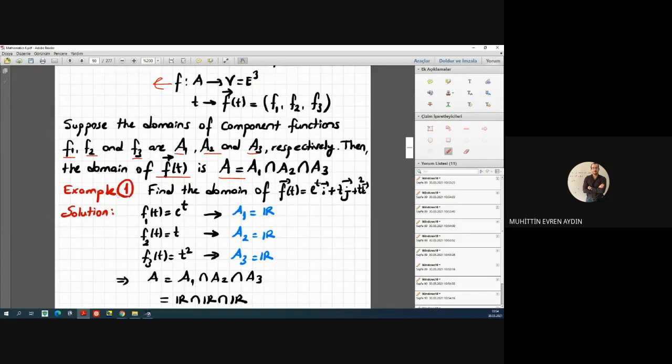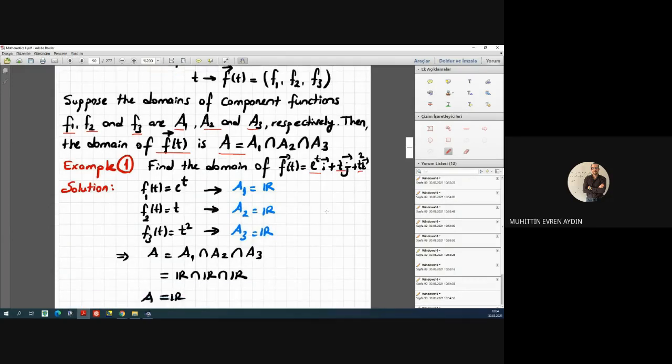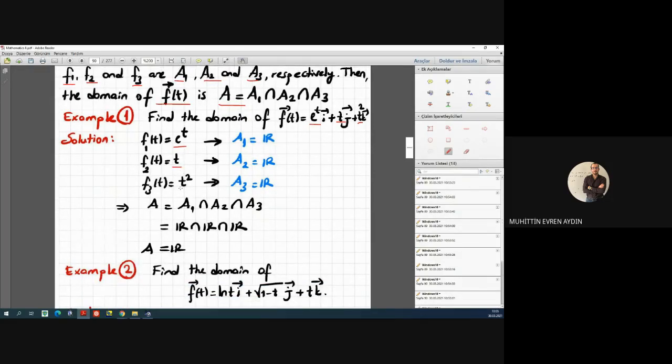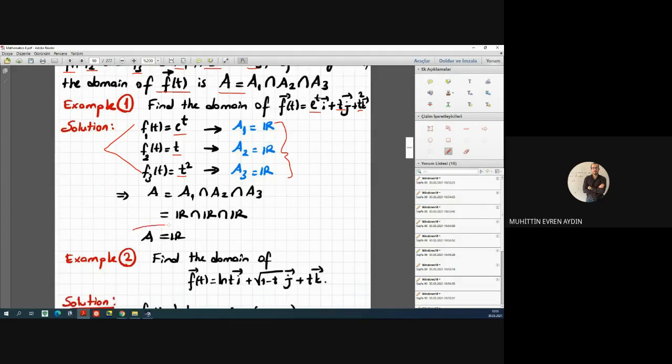Okay, let's provide an example. Finding the domain of f of t equals e^t, t^2. Solution: f1 of t equals e^t, f2 of t equals t^2, and all of those functions are defined on the whole real numbers. Then our domain is the real numbers.